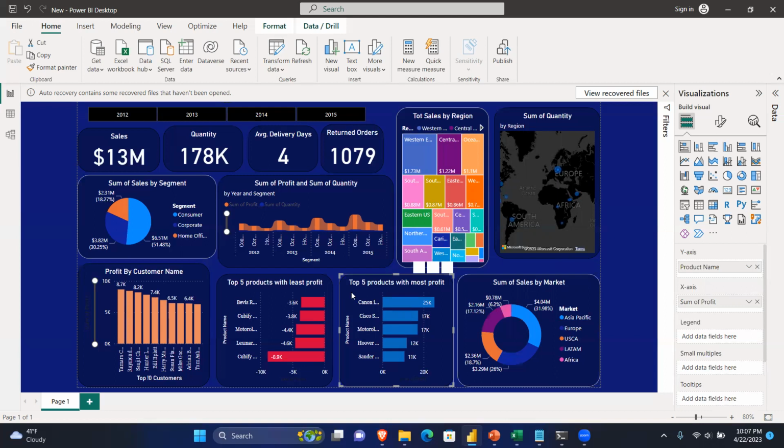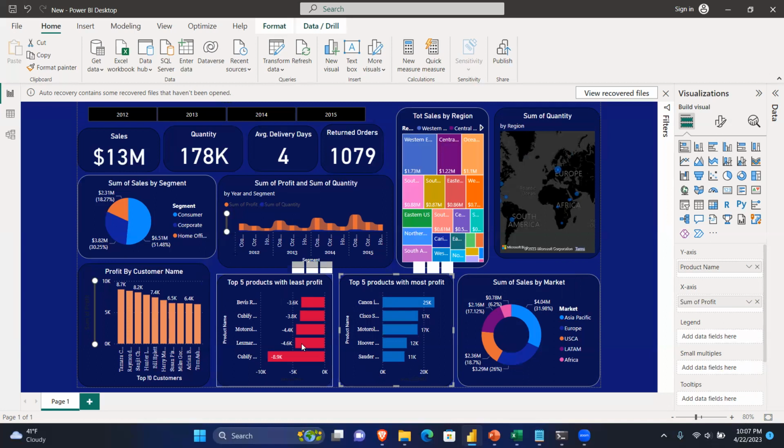So after selling these products, the company had the most amount of profit. These are the top 5 products which brought the most profit to the company. The first product was the Canon imageCLASS Advanced copier, and after selling this product, the company had a profit of around $25,000. So this was, I think, the most sold product, and this product brought the most profit to the company.